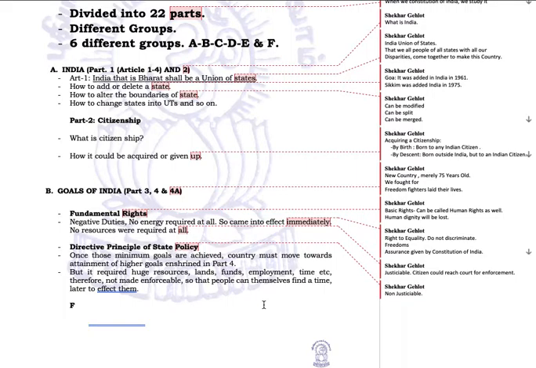Therefore they could not be made enforceable at the time of the independence of the country, because the country was not in a position to ensure all these resources were available to the citizens at the earliest point of time. So the constitution framers thought that we must give time to the government so that it can amass resources, have lands and funds, generate employment, and achieve all those ideals which could be delayed for the time being.